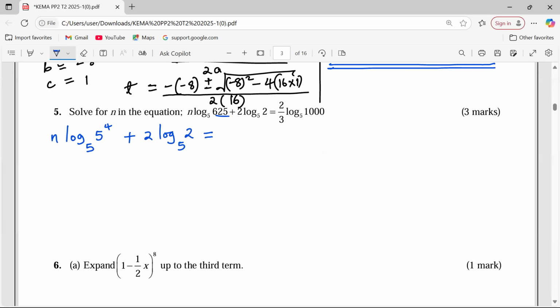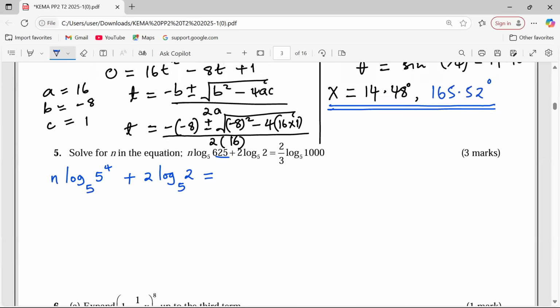And this is equal to, in this case we can apply the third law, which says when we have n log of a, this can be solved as log of a raised to power n. Therefore, we need the log to base 5, of course, but now of 1,000 power 2/3. So 2/3 becomes a power. That's what I want you to know.